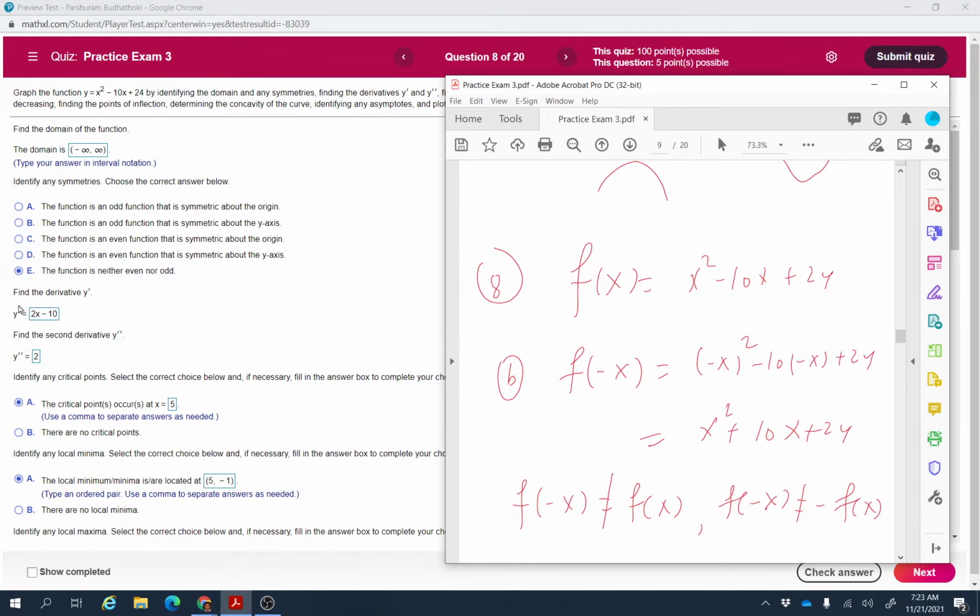Now to find the derivative, just use the power rule. That would be 2x minus 10. For the second derivative, find the derivative of the first derivative, which is 2.